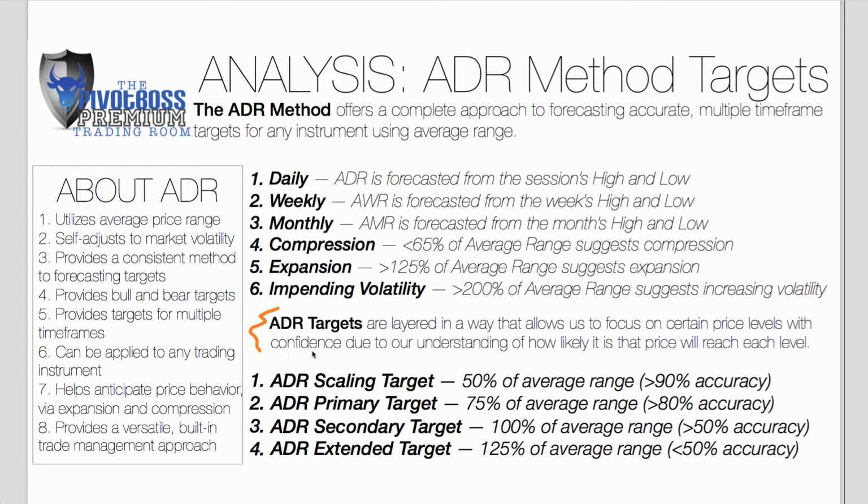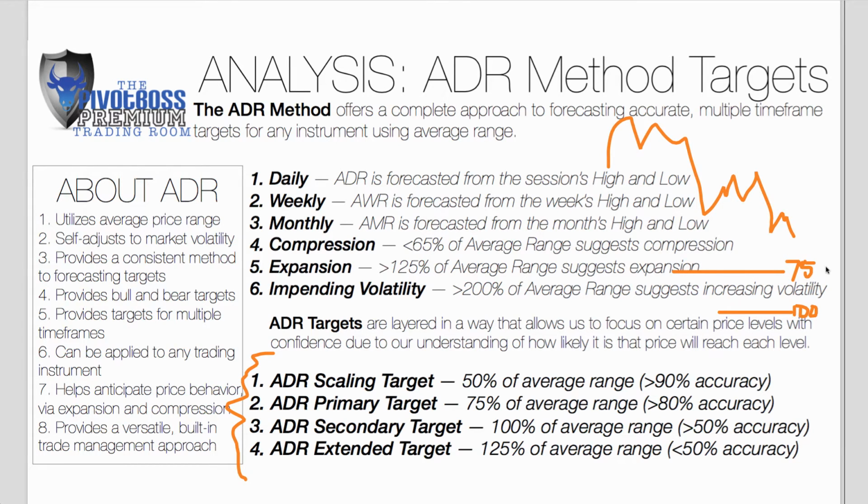ADR targets here are layered in a way that allows you to focus on certain price levels with confidence, because we understand the likelihood of price reaching that target. And that's why I mentioned that I use these almost as a litmus test sometimes. If price is trading back and forth, or down, and is mostly going down, I look to see how far down is the 100% target, because I know there's going to be about 50% odds we reach there. How far down is the 75% target?